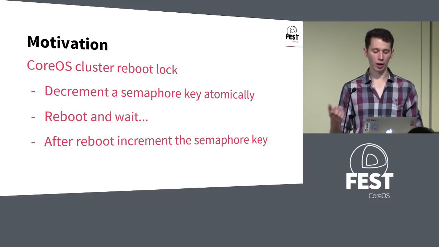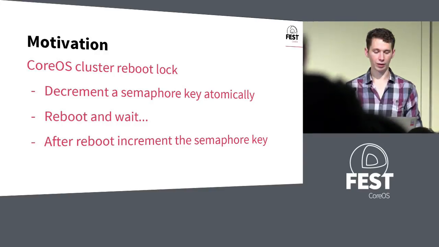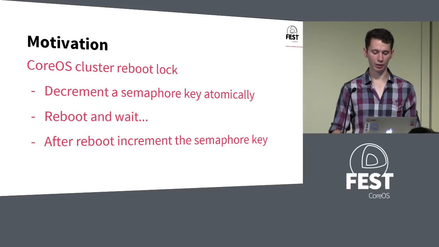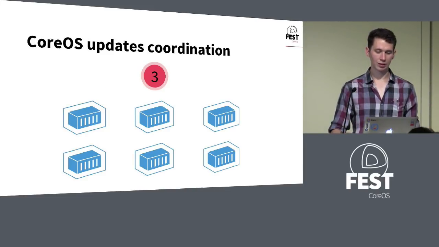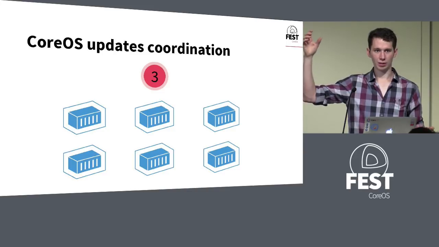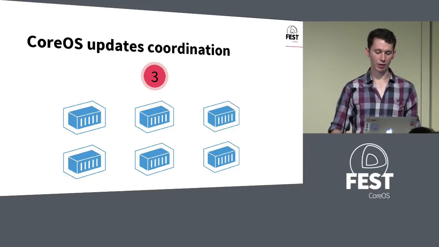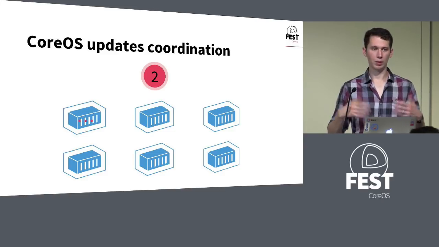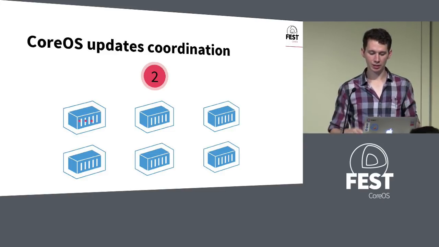We called it a reboot lock. And the basic idea was that when a machine was ready to update, you atomically decrement a semaphore, reboot and wait, and then increment that semaphore once the machine came back online. So it looks something like this. The red dot is the semaphore that's being held inside the etcd key value store. This machine would say, I want to reboot, and decrement that semaphore down to 2. So in this configuration, the semaphore is 3, so it means that there's 3 update slots available.